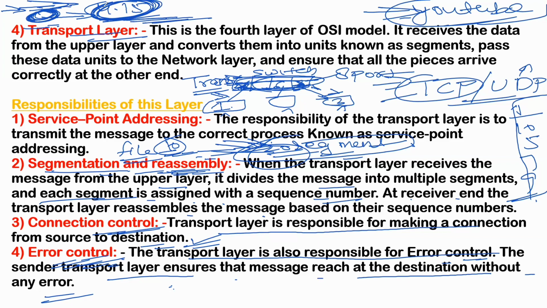Without any error. So it is known as error control, and this transport layer is responsible for this error control by TCP. But we have two protocols on this transport layer. We have UDP also. UDP is connectionless.